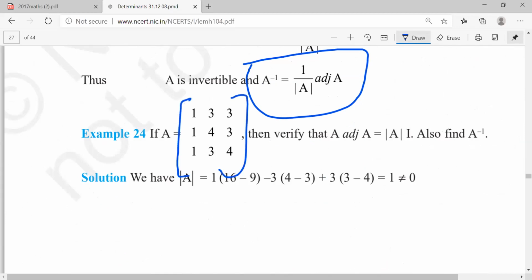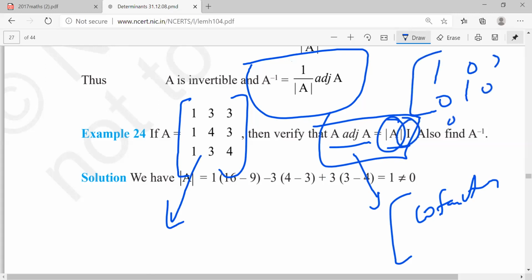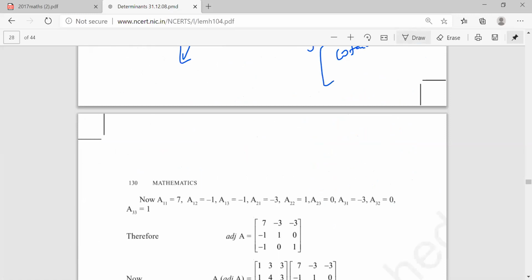See this question. A is given. Verify that A dot adj A is equal to determinant of A into I. This is one of our properties. How do you find the adjoint? If you write down all the cofactors, it will become the adjoint of A. Determinant of A, you know how to find. What is the identity matrix? 1 0 0, 0 1 0, 0 0 1. That's it. We just prove LHS is equal to RHS.